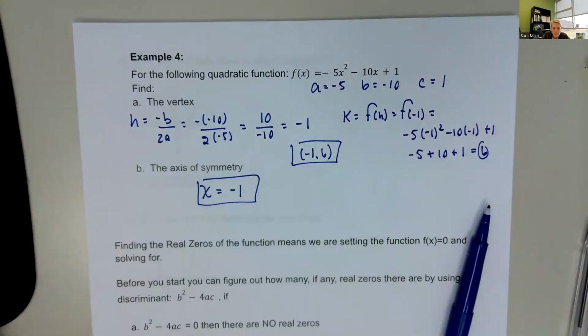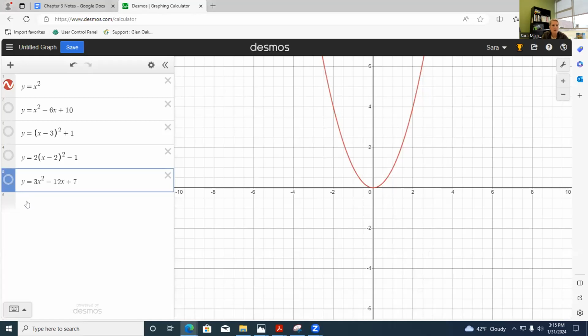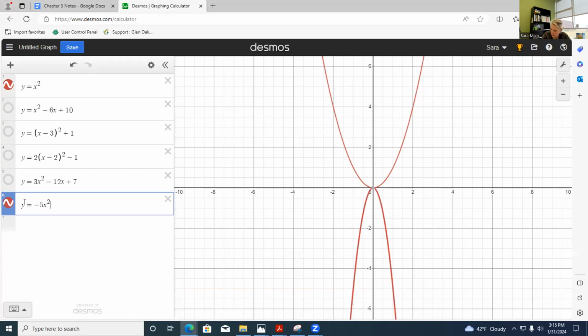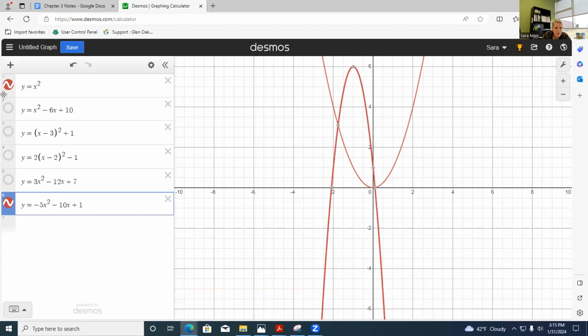And I want you to always be able to see that you can see all of these things in your graphs as well. So if you type y equals and put the equation in there, negative 5x squared minus 10x plus 1, I'm going to turn off my original. I'm going to click on it, and there is our vertex, just exactly what we found, (-1, 6).